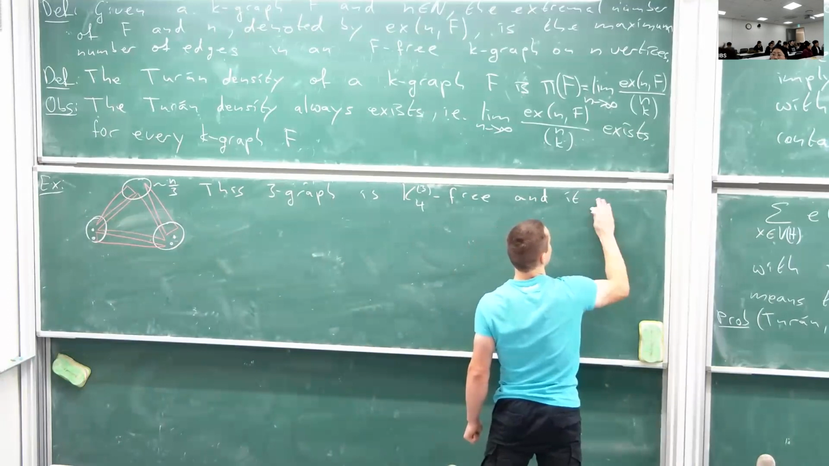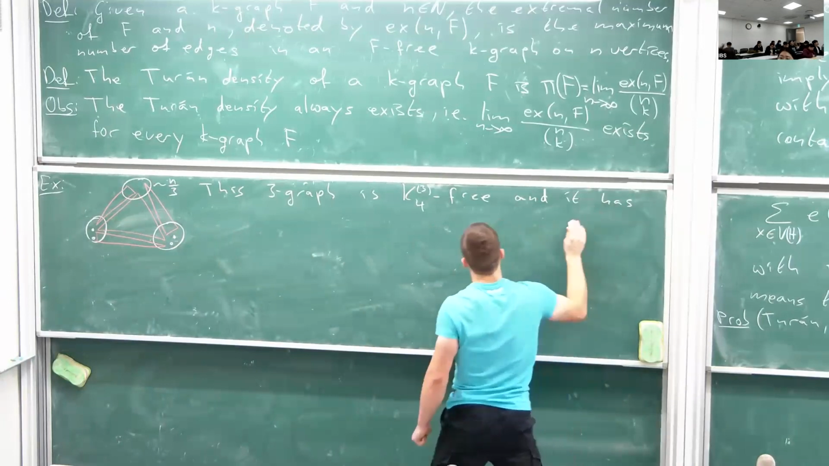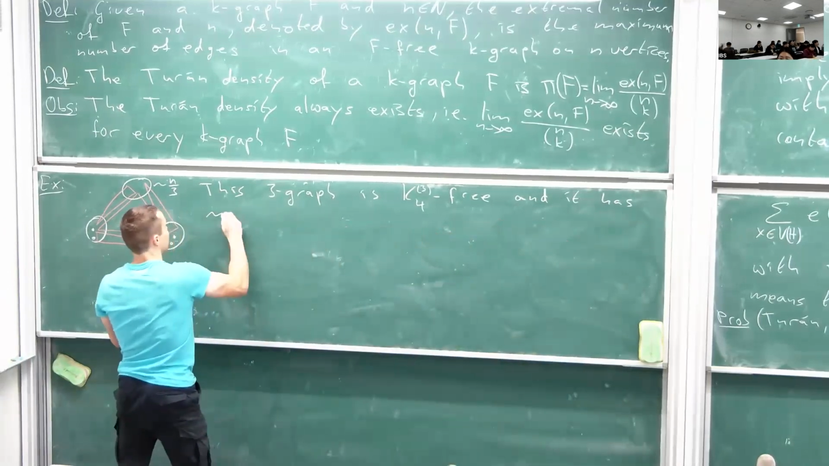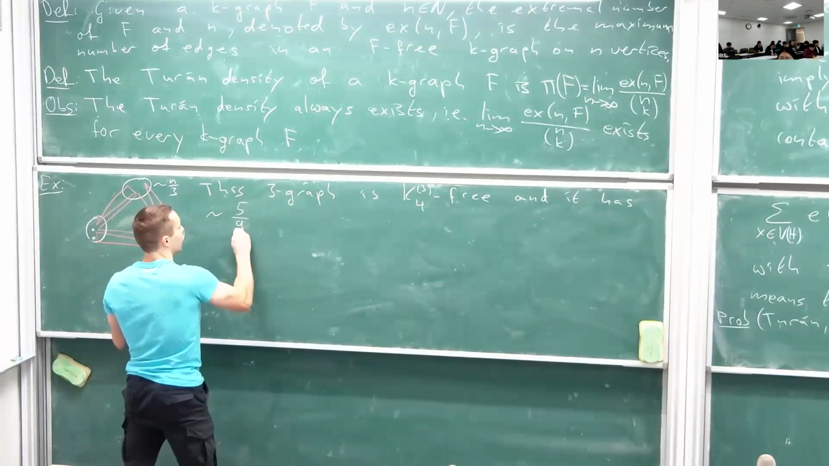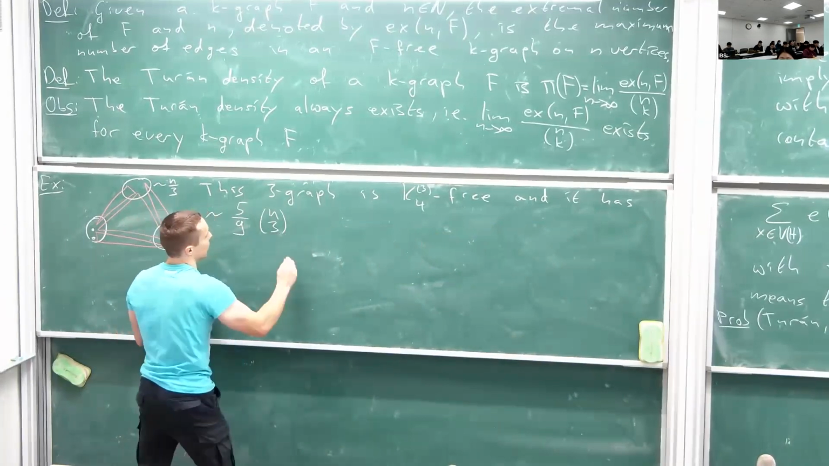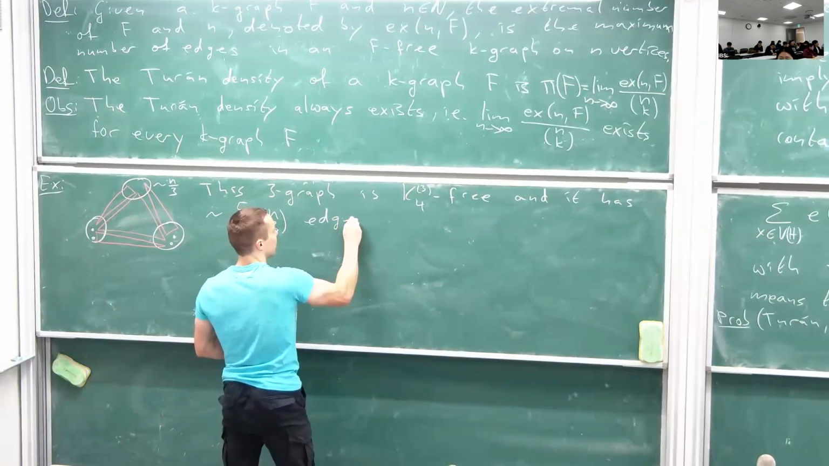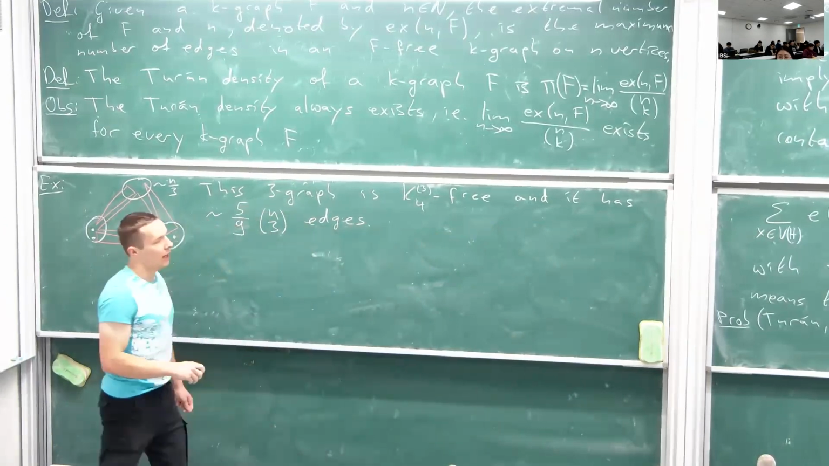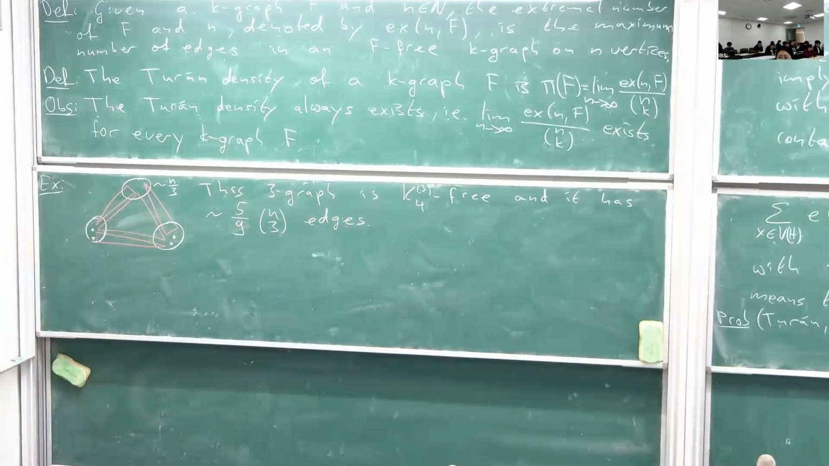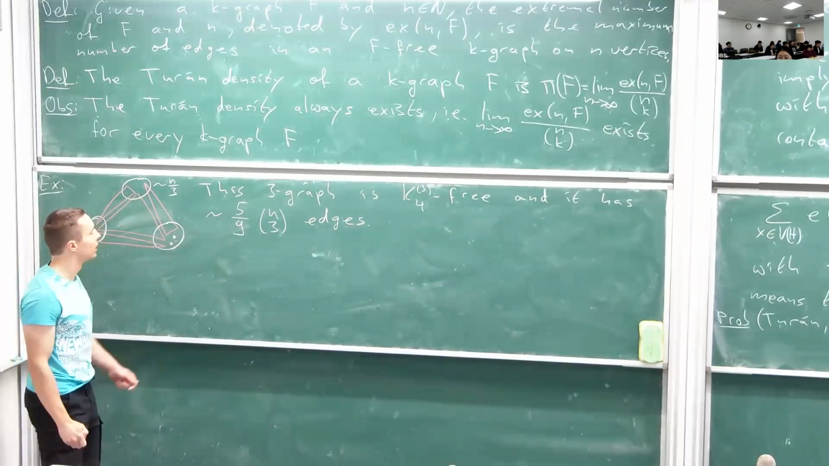And it has roughly 5/9 n choose 3 edges. Okay, and the conjecture is that this is best possible.